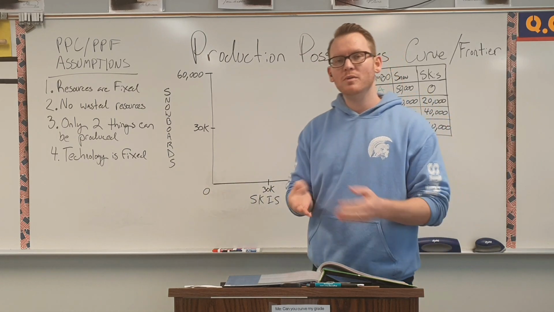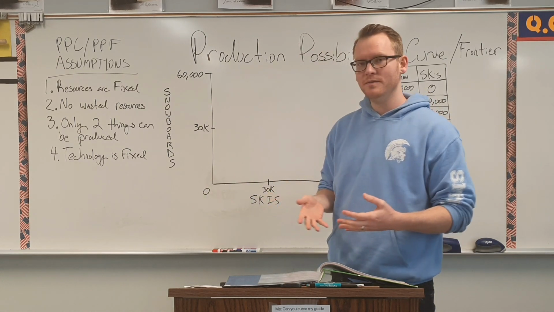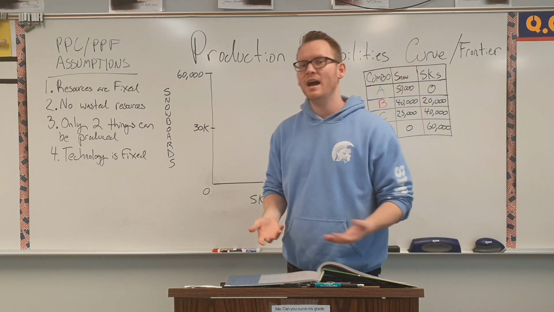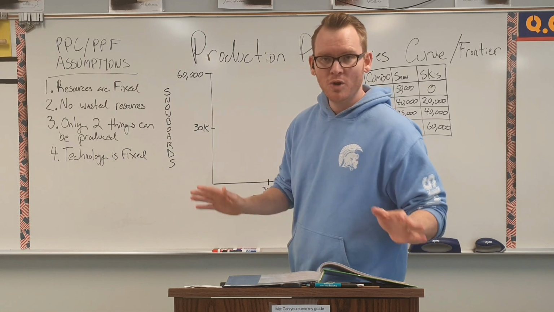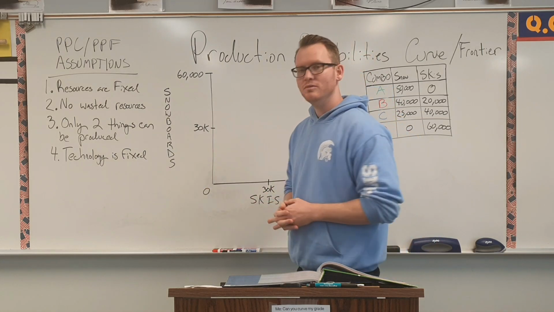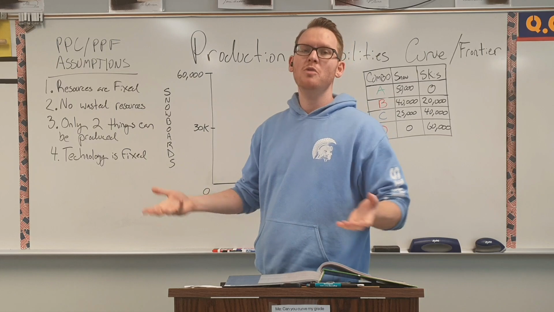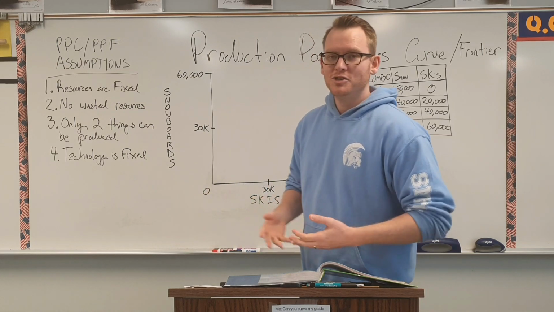So what we do when we take a production possibilities curve is we're assuming that we have, let's say, a factory. Let's say you own a factory. Now let's say you want to produce snowboards in your snowboard factory.